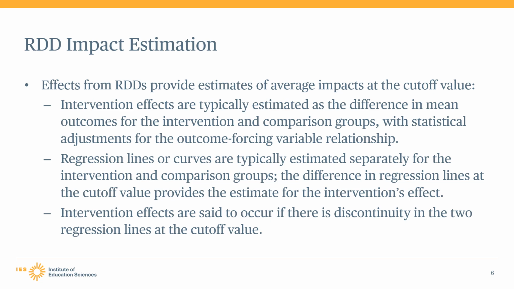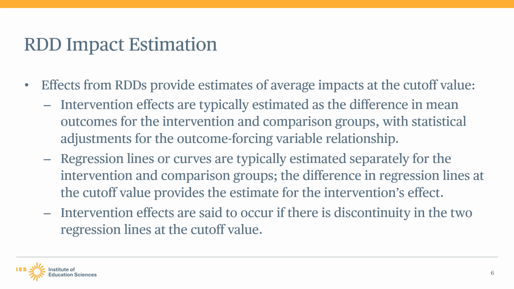The difference in these regression lines at the cutoff value of the forcing variable then serves as the estimate of the effect of the intervention. In other words, an intervention effect is said to have occurred if there is a discontinuity in the two regression lines at the cutoff value of the forcing variable. This effect estimate represents the average intervention effect for units right at the cutoff value of the forcing variable.